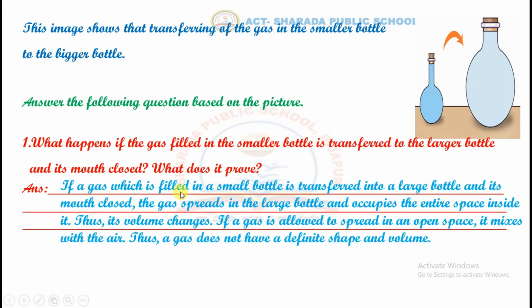If a gas which is filled in a small bottle is transferred into a large bottle and its mouth closed, the gas spreads in the large bottle and occupies the entire space inside it. Thus, its volume changes. If a gas is allowed to spread in an open space, it mixes with the air. Thus, a gas does not have a definite shape and volume.